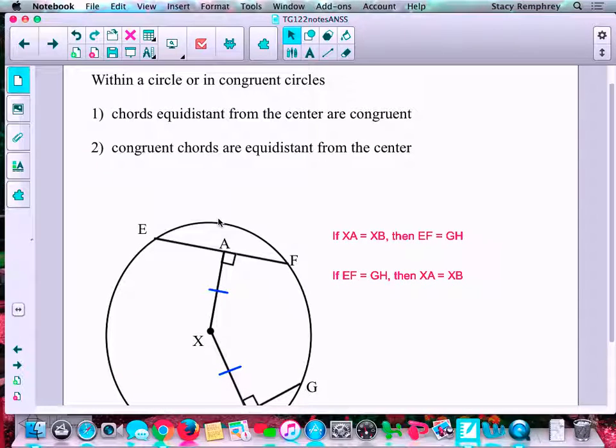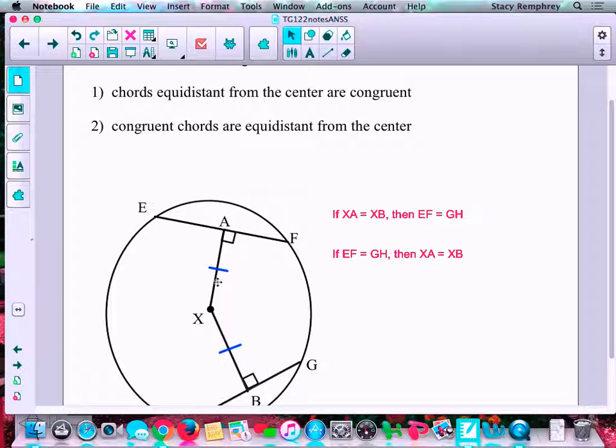Within a circle or in congruent circles, chords equidistant from the center are congruent. So we have the center of the circle. We've already defined distance earlier this year: from a point to a line is the perpendicular distance. So XA represents the distance of EF from point X. And we're saying in part 1 that XA is congruent to XB. They're equidistant from the center of the circle, which is X. And once you know that these are equal, you can conclude the chords are also equal.